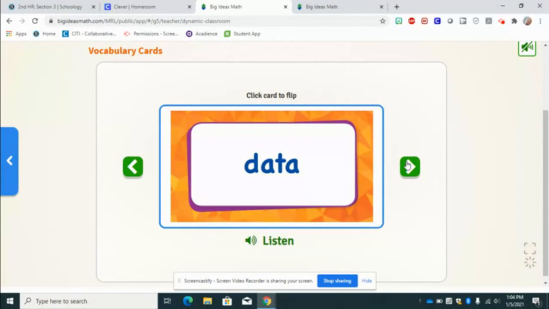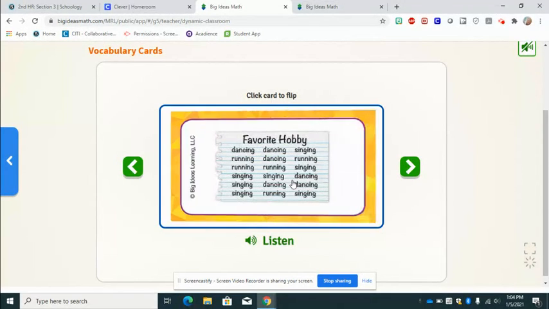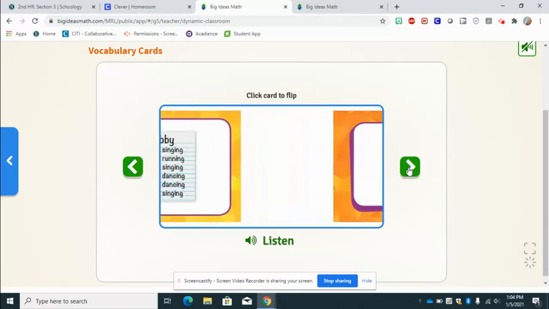Data is recorded information. So this is an example of recorded information. When asked about a favorite hobby, these were the different answers that were recorded for the data. So dancing and running and singing were the different options like we saw in the chart before.